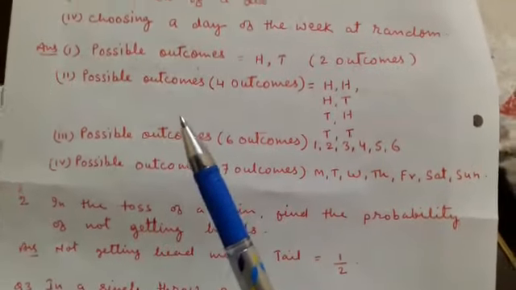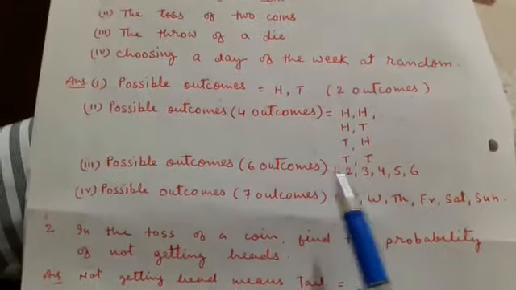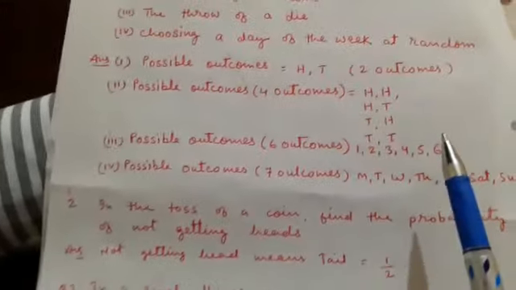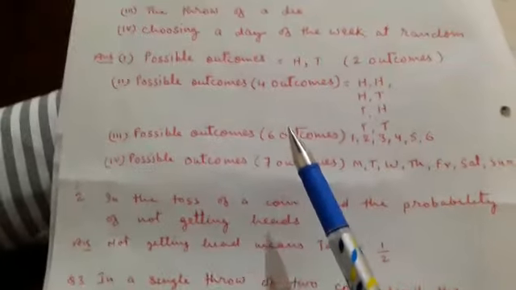Next, the throw of a die. In a die, how many faces are there? There are 6 faces in a die. 1, 2, 3, 4, 5, 6 are written on each face. So the possible outcomes will be 6. Next, choosing a day of the week at random. In a week, how many days are there? There are 7 days. So the possible outcomes will be 7.